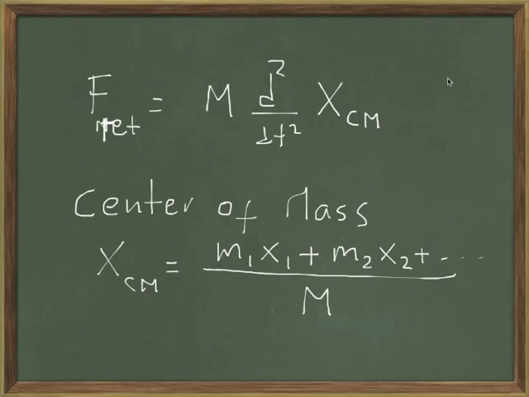Remember that in general you can talk about a system as a collection of objects, right? Whether they're moving together or not, you can still call it a system, and you can apply Newton's second law for any kind of system that you might have.